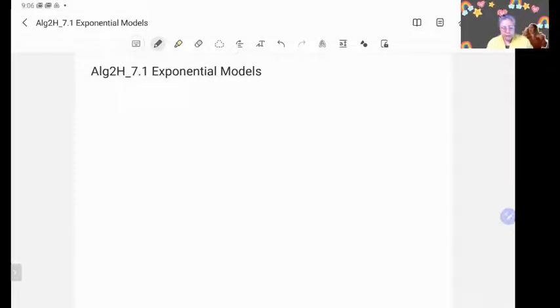Okay, so I will explain the basic parent function equation of exponential function. We consider this equation as the parent equation of exponential functions. And here, the a, as usual, indicates the leading coefficient, right?